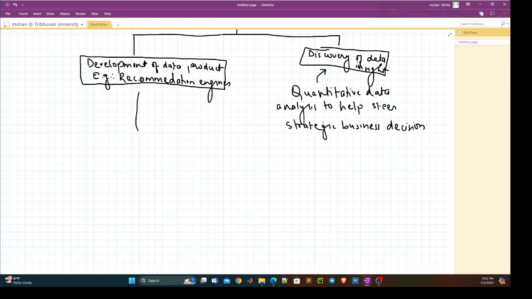And these two generally add business value, right? If you have this recommendation system, then you can target the right audience, and if you have this data insight, then it will help you make better business decisions, which ultimately will add the business value.